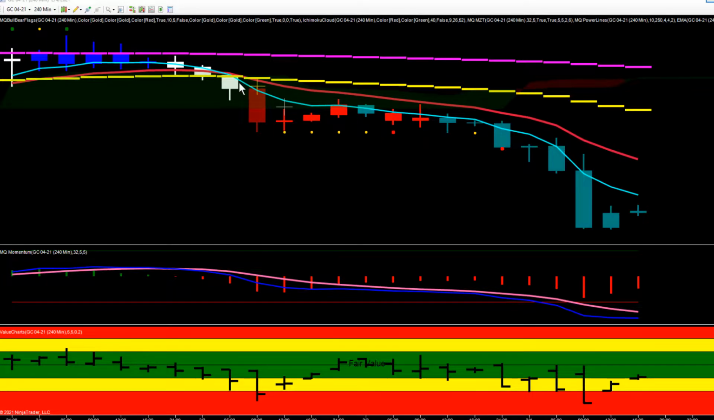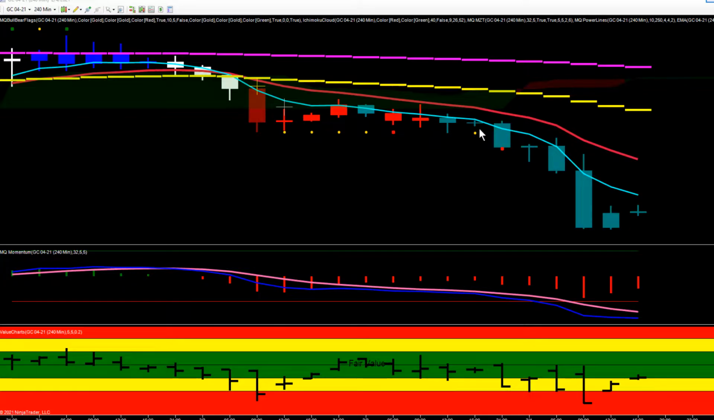The overall chart was bearish, 5 and 13 cross to the downside, 50 under the 200. Fast and slow line on momentum, MQ momentum crossed to the downside, below the zero line. So, I mean, just everything on this chart is screaming bearish. Lower highs, lower lows in a downtrend. This chart was definitely bearish. Triggered in that bear flag in the overnight.